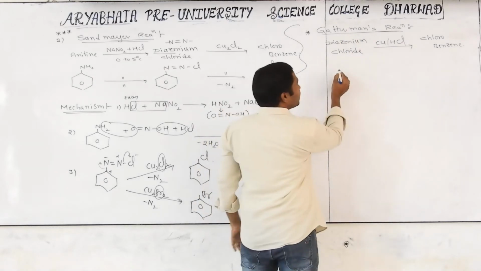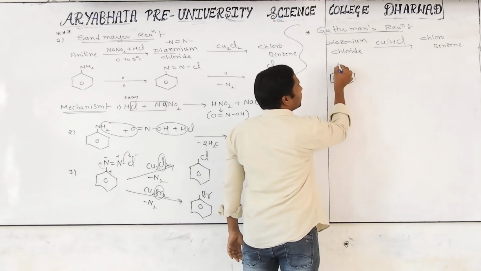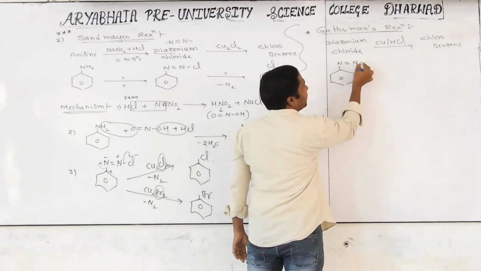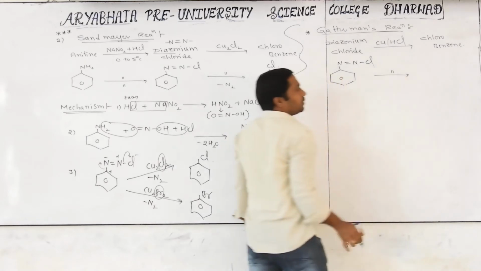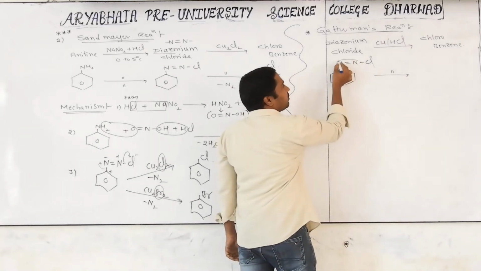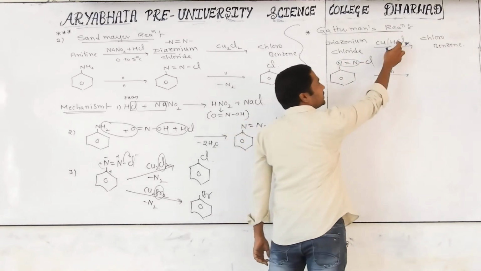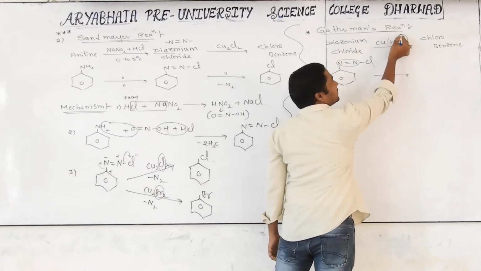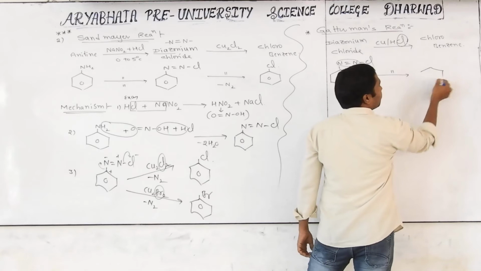So, can I write one example here? Benzene diazonium chloride, nothing but N double bond N and Cl. It will be treated with the copper and HCl combination. Same thing, nitrogen gas will be eliminated, Cl minus is eliminated, but from the HCl, whatever chlorine is there, this halogen will undergo substitution. Then what are we getting? Chlorobenzene.